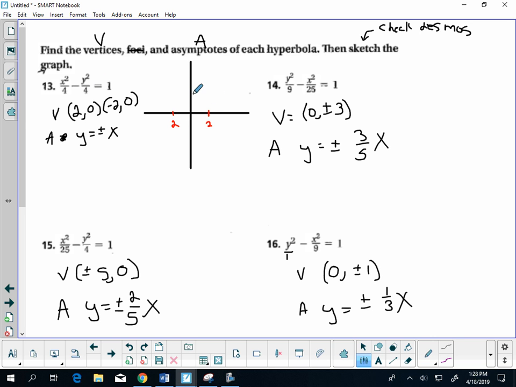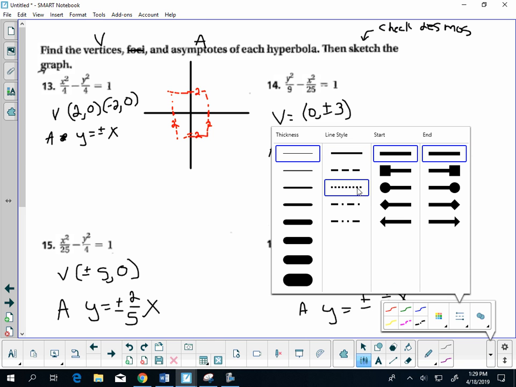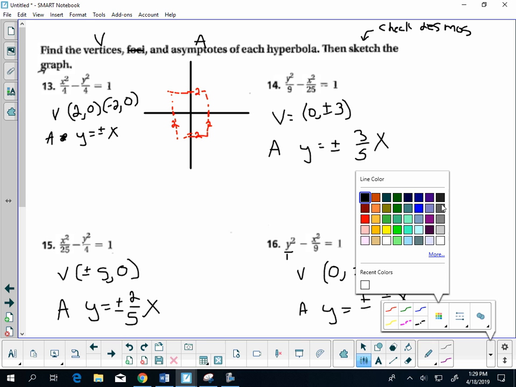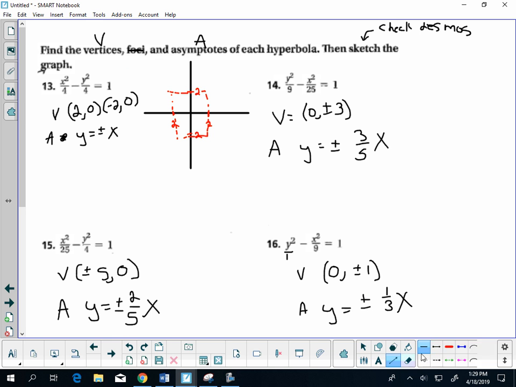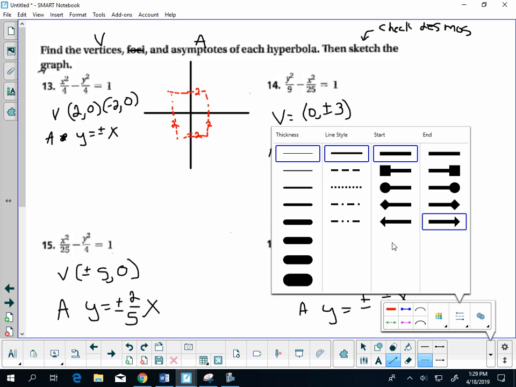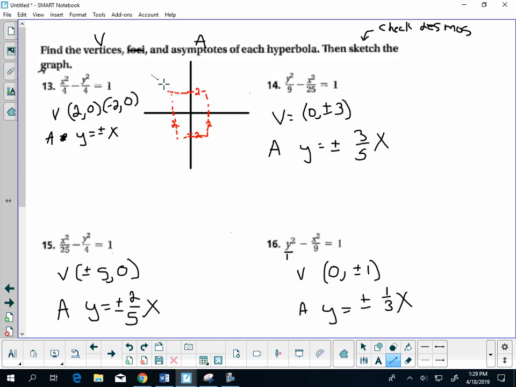Underneath my y, it's also going to be 2 squared. So I'm going to go up 2, down 2. I know that this is going to open sideways because my x is the first number that comes. So I'm going to sketch my box, which is poorly sketched, but we can go with that. Now I'm going to draw my asymptotes in black. They go through the center and through the corners of the box.